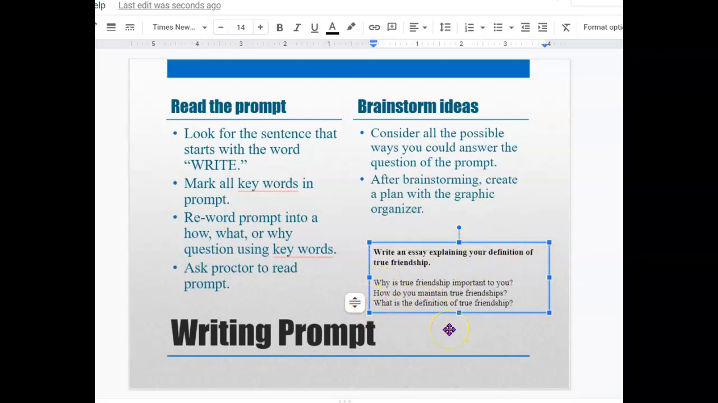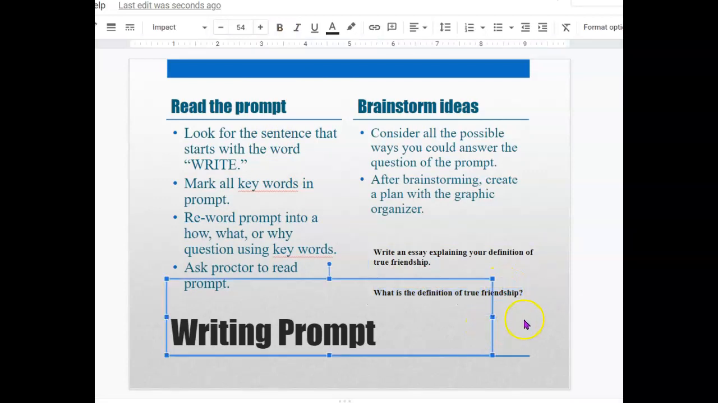Which one of these is actually addressing the prompt? Why is true friendship important to you? No. That's not what they're asking. They're asking for the definition. So which one of these actually goes with definition? Is it how do you maintain true friendships, which so many people responded to on the prompt, which they automatically get a 1? That's not what they're asking you to do. They're asking you, what is the definition of true friendship? So this is the only one that actually responds to that prompt.